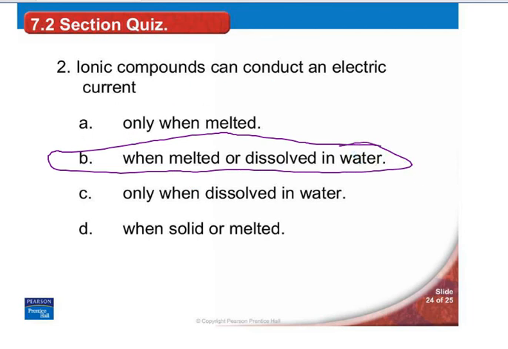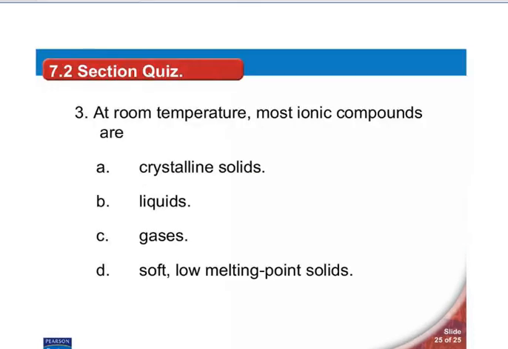And then finally, our last quiz. At room temperature, most ionic compounds are what? Are they crystalline solids? Are they liquids, gases, or soft, low melting point solids? Again, if you look back in your notes, you'll find that the answer is A, crystalline solids.